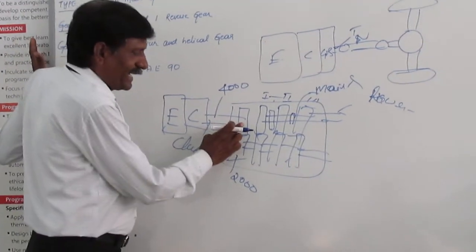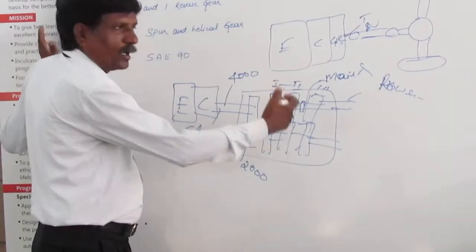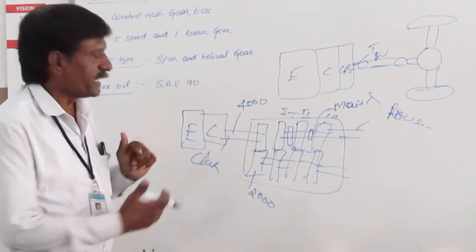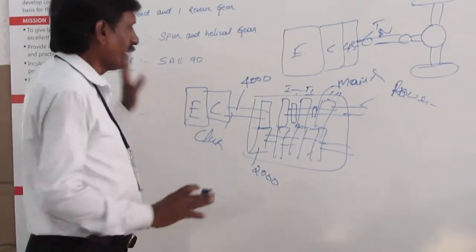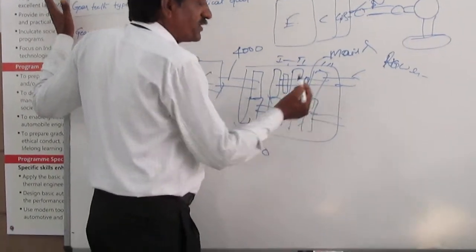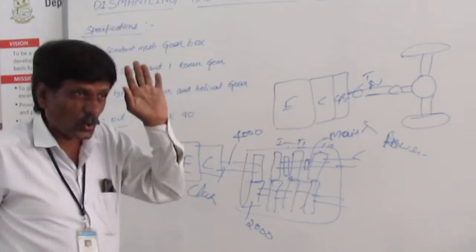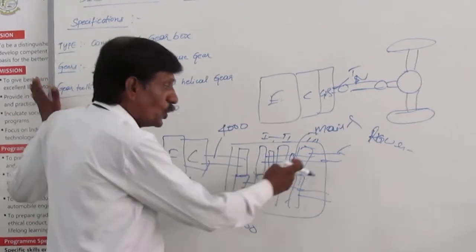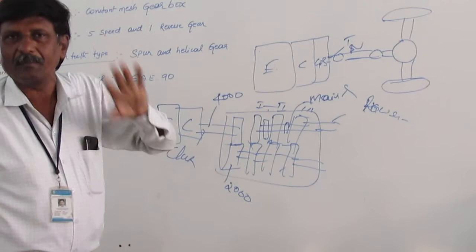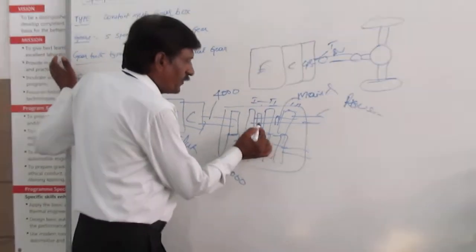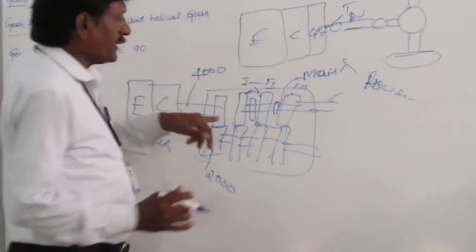The gears on the lay shaft always have only rotary movement. There is no axial movement for the gears on the lay shaft. And there are a number of gears on the main shaft. All are always having rotary movement, and there is no sliding or axial movement for the gears on the main shaft. Here they are using the dog clutch.